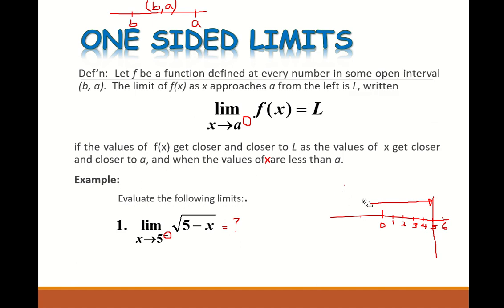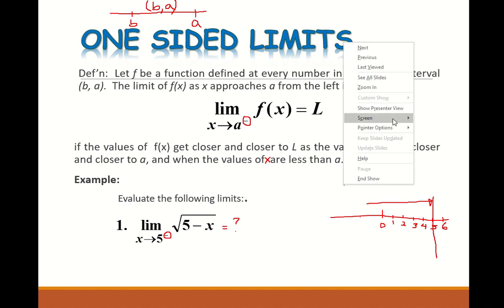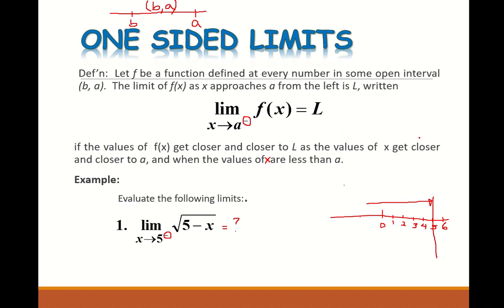So what is the limit? By direct substitution, we have the square root of 5 minus x, where x approaches 5. So 5 minus 5 equal to 0. The square root of 0 is equal to 0. So this is the value of our L, the limit, for the one-sided limit.